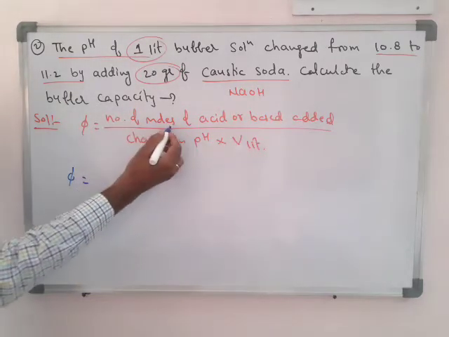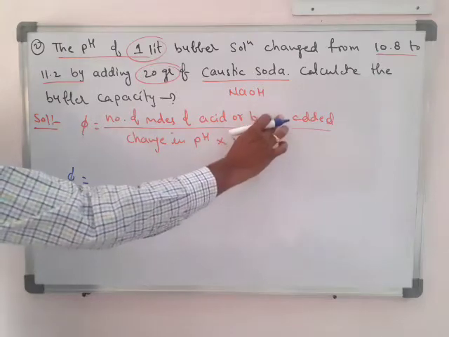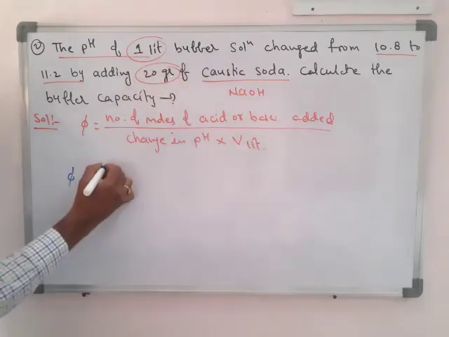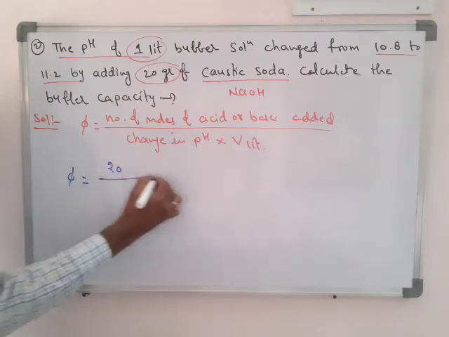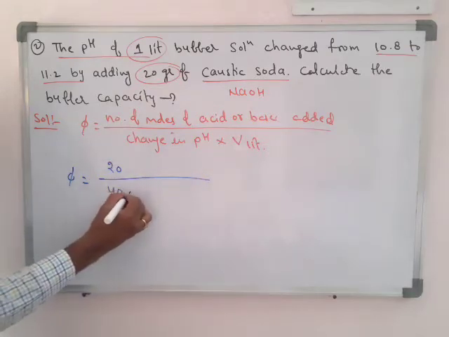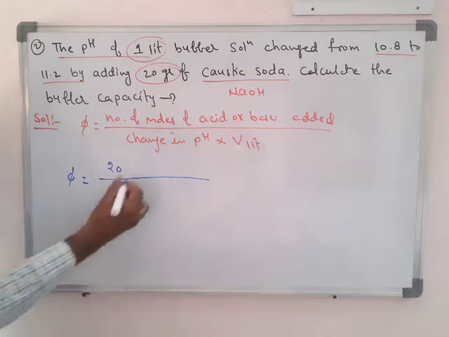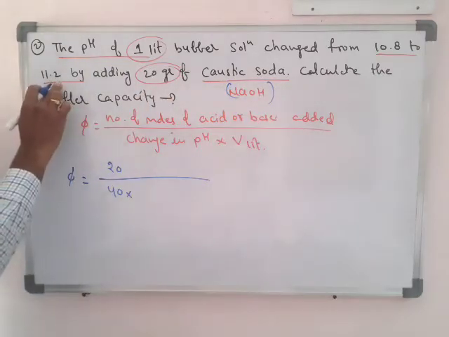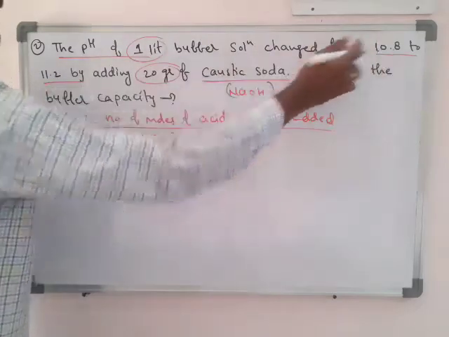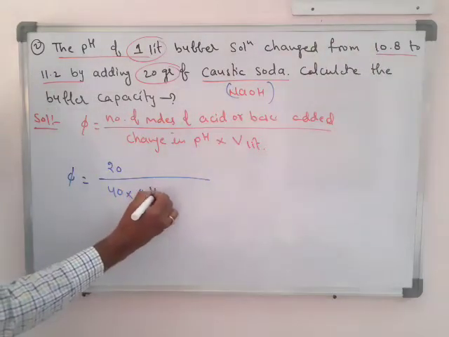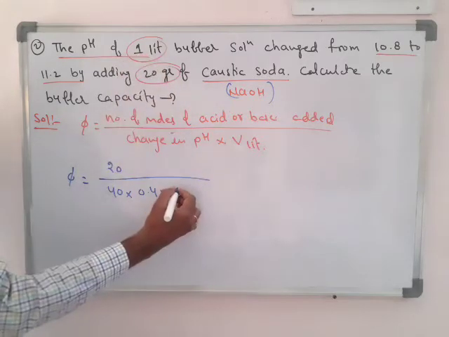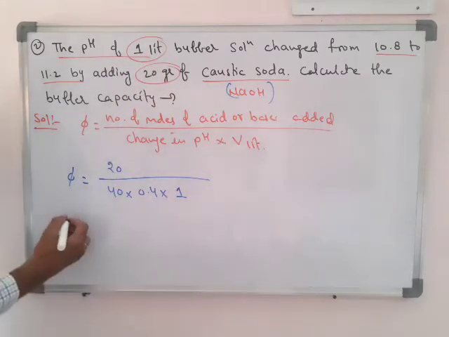So the number of moles of acid or base: here it is given 20 grams. Number of moles means weight by molecular weight. Okay, next. What is the change in pH? Change in the pH, 11.2 minus 10.8. So what is the change? Again 0.4. What is the volume? This is exactly given, 1 liter. Directly given in terms of liters.